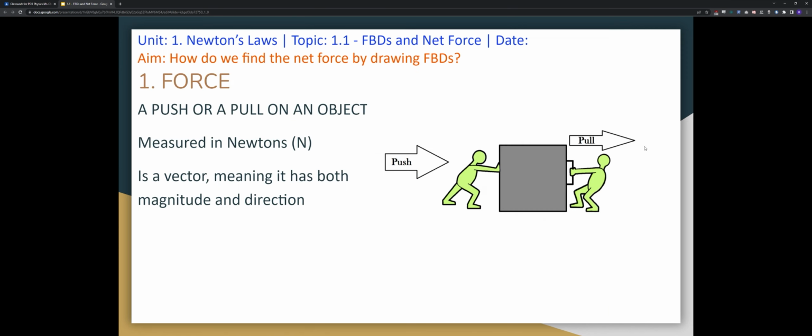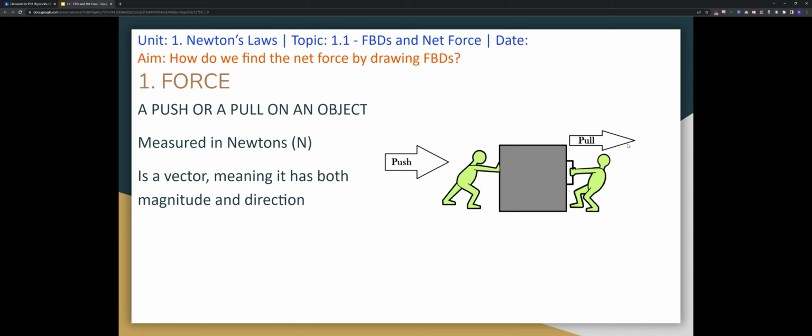So now let's go into this unit. This unit is about Newton's laws, and we are going to talk about something called force. The most basic definition of force is that it's a push or a pull on an object. Now it's measured in newtons, right?